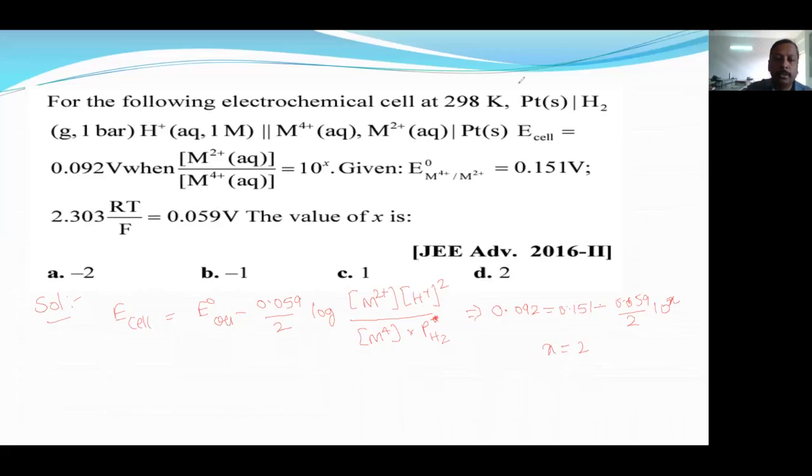Okay, here is the solution. Here the total value is already given. In the place of M2+ | M4+, we can write 10 to the power of X. H+ concentration is given as 1 molarity. Partial pressure of hydrogen is given as 1 bar. So on substituting and simplifying, you will get X is equal to 2. Therefore, D option is correct. Now let's see the next question.